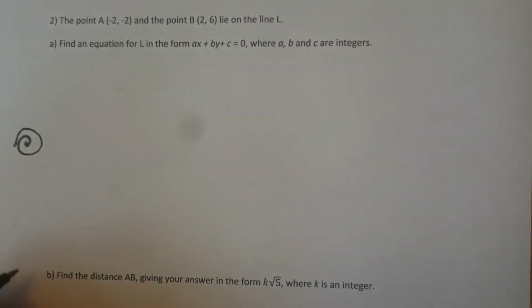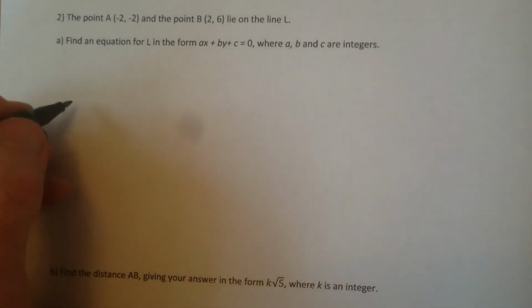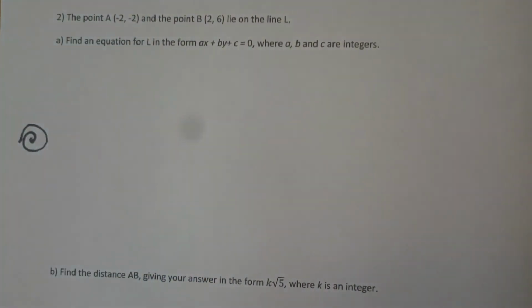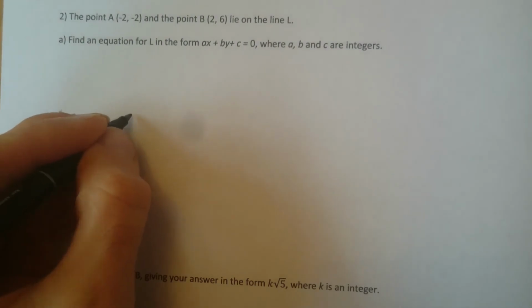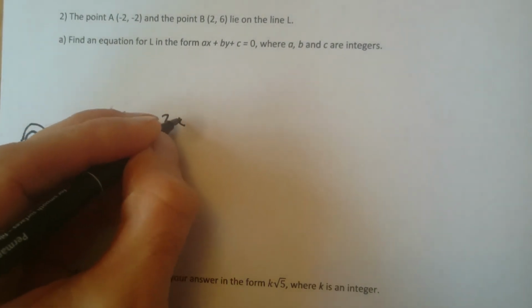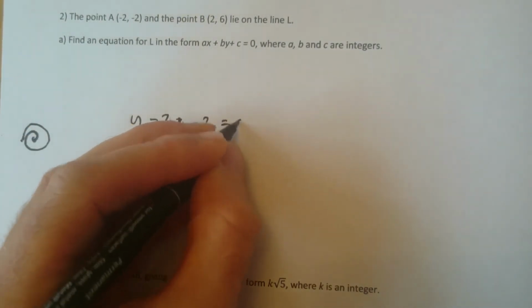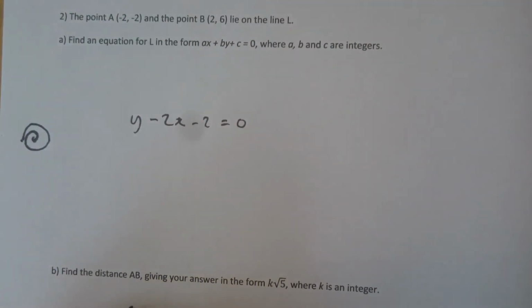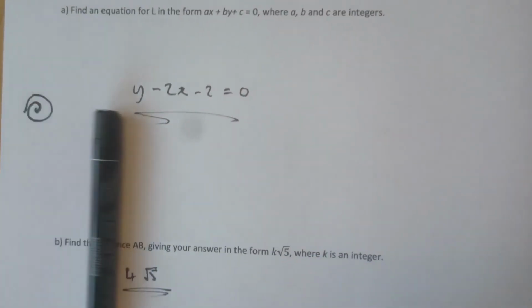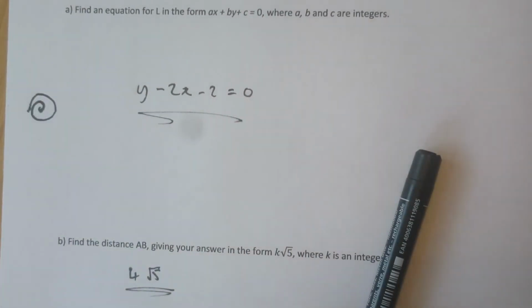Alright, so the first question should come out to be, oh, there it is, y minus 2x minus 2 equals 0, and the distance AB should be 4 root 5. So well done, we've got those two, and we shall see you next week.